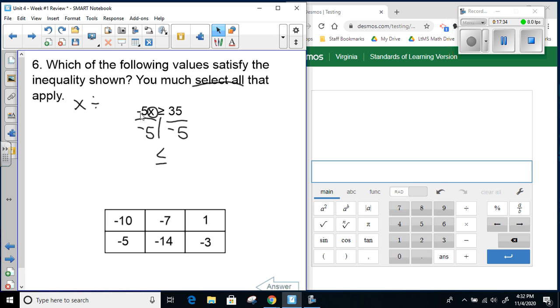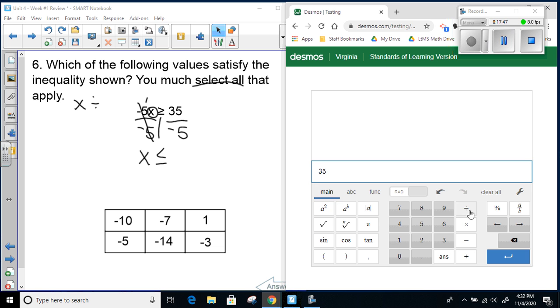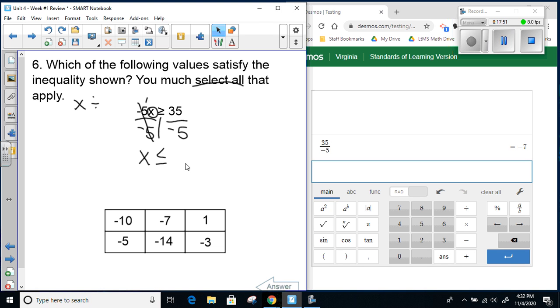Anytime you do a number divided by itself, it equals 1. And since I have just one x, all that's left over is that x. I'm going to bring it down. 35 divided by negative 5. I can either do this in my head or use Desmos to help me solve. 35 divided by negative 5 is negative 7. And so my answer right now looks like this. So what does this say? This is telling me that x is less than or equal to negative 7.